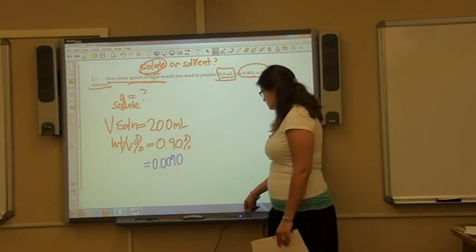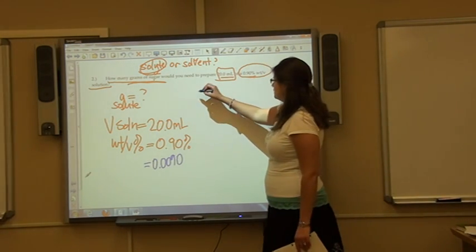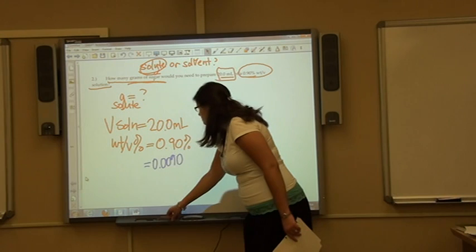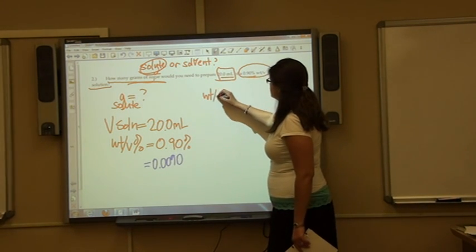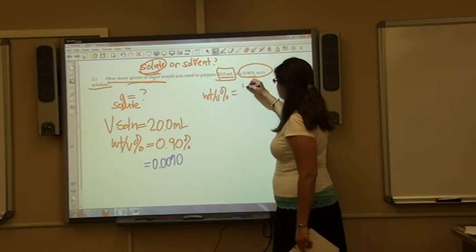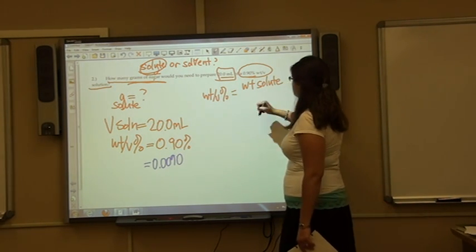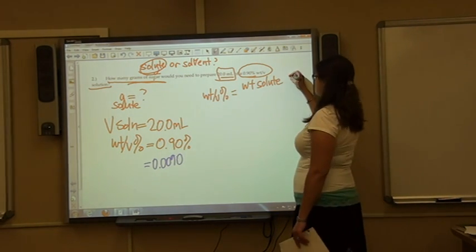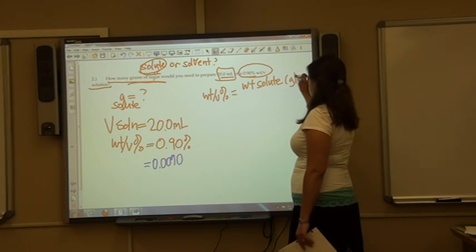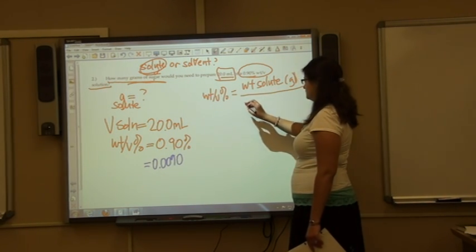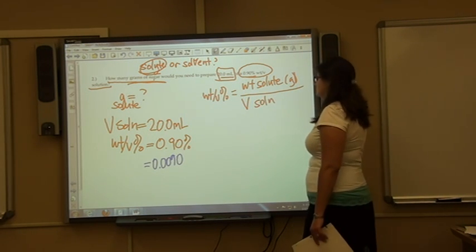Okay, now step 2 is to write the formula that we need. And it's the same formula from that last problem. So we have weight of our solute. I called it gram solute, weight solute, same thing, divided by the volume of our solution times 100%.